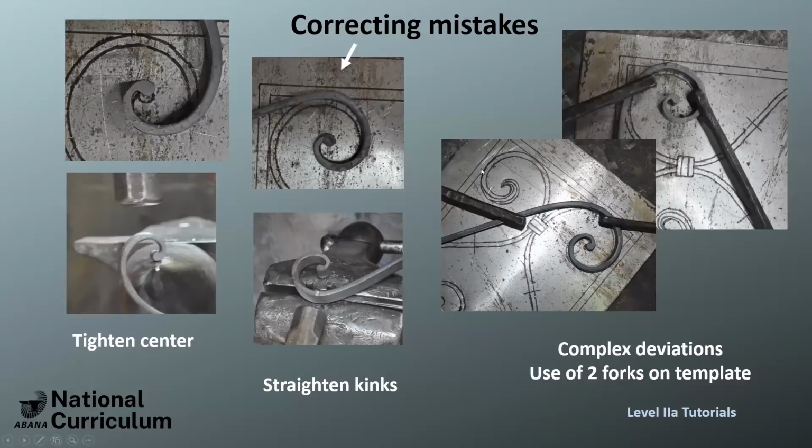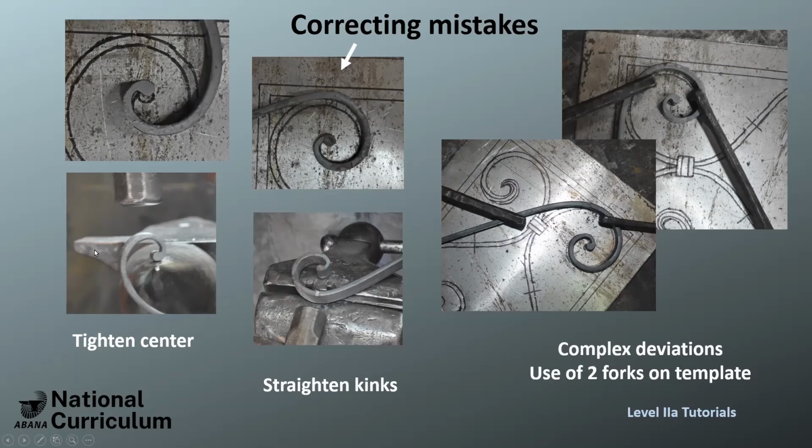I make a little excursus here. How do I correct mistakes? I just have a couple of common mistakes or common situations here. Often as you go, you're already a couple of inches into the scroll, and then you see, oh, my tip is not right. It needs to be either tightened or widened. Usually it's tightened.